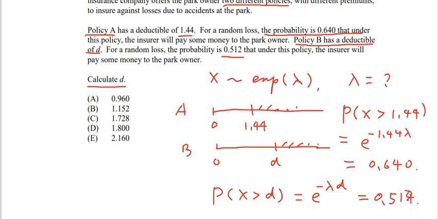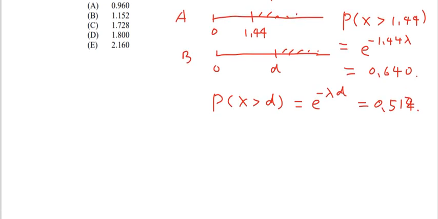of 512. So we want to find D. So the question is, D equals what? We can find lambda first, then plug in, right? So actually here we don't care about the lambda. We just focus on this D. So let's just check this.